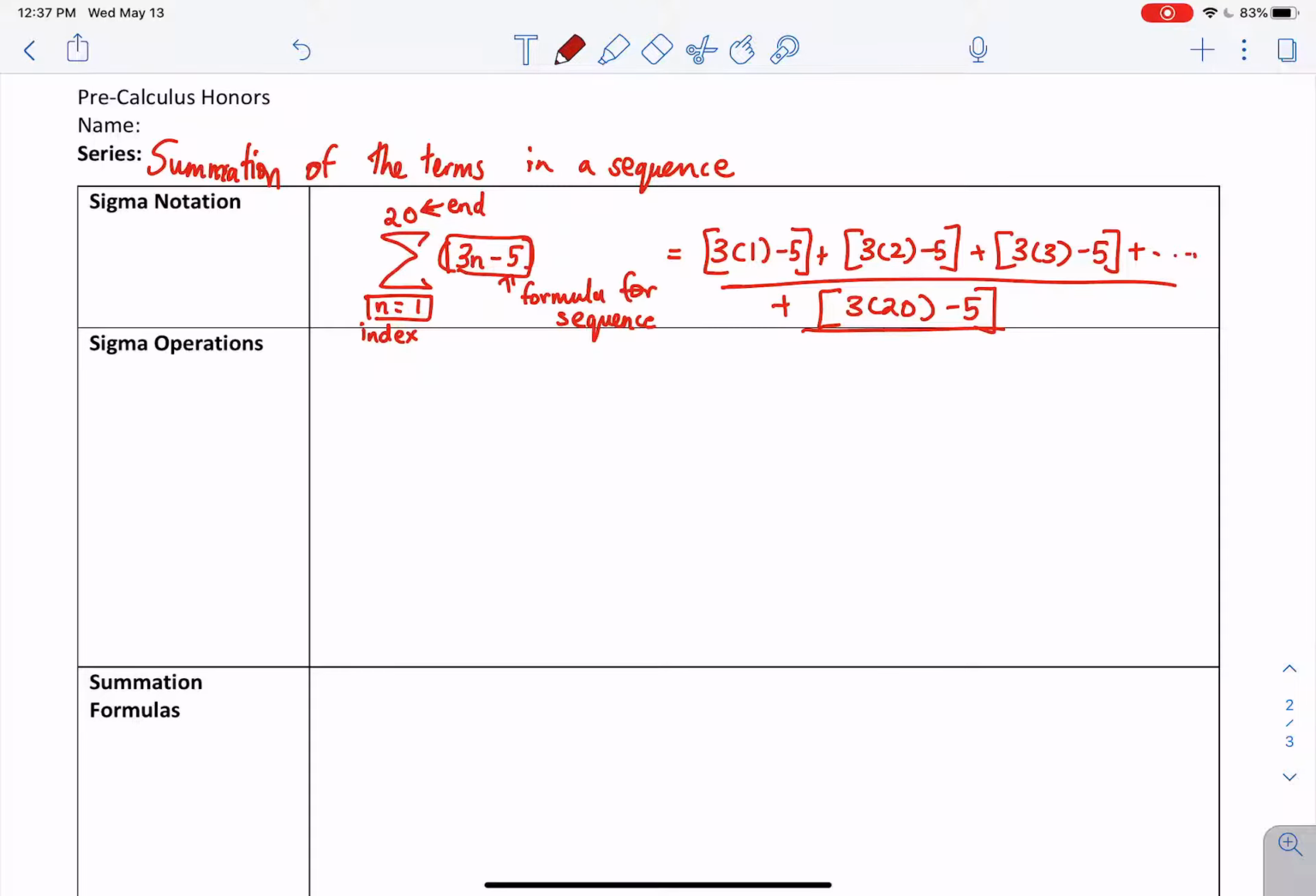You can do some operations with sigma notation, but we're not going to focus too much on that. So I'm going to just leave that out. You don't need to know that for now.